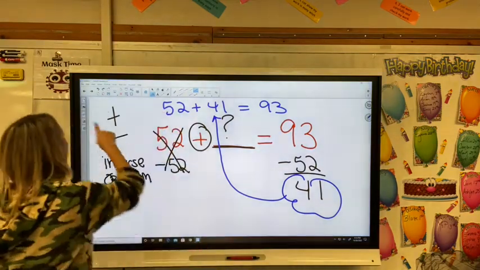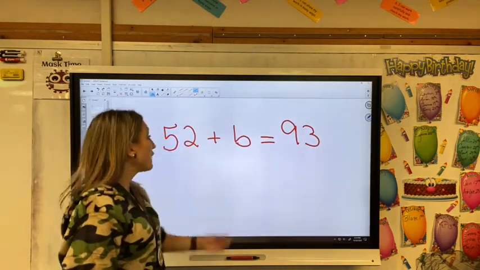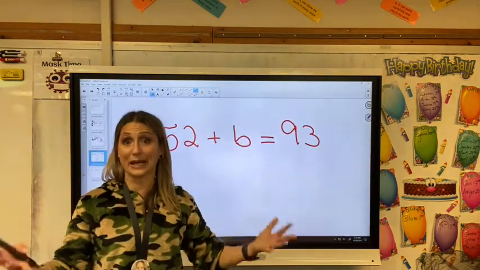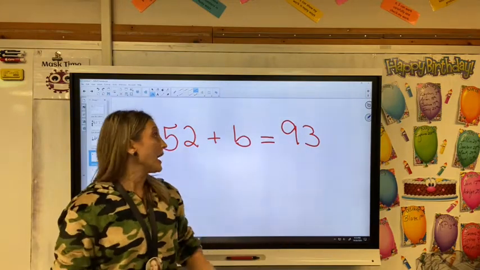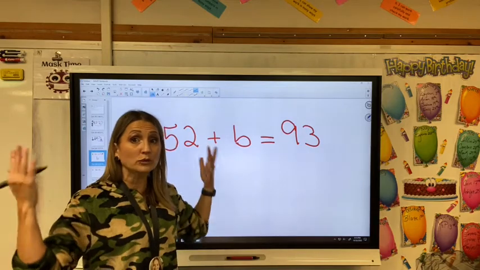Well, now you've come to Mrs. Parsons. And I've turned this problem into this. 52 plus B equals 93. And you're looking at me going, what in the world is B? Nobody knows what B is.